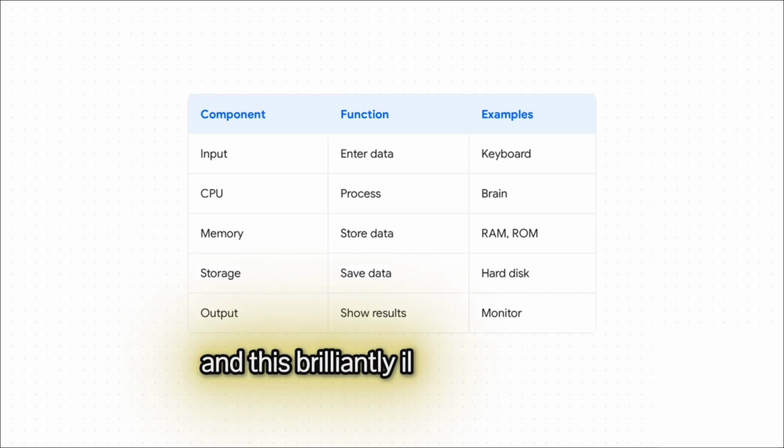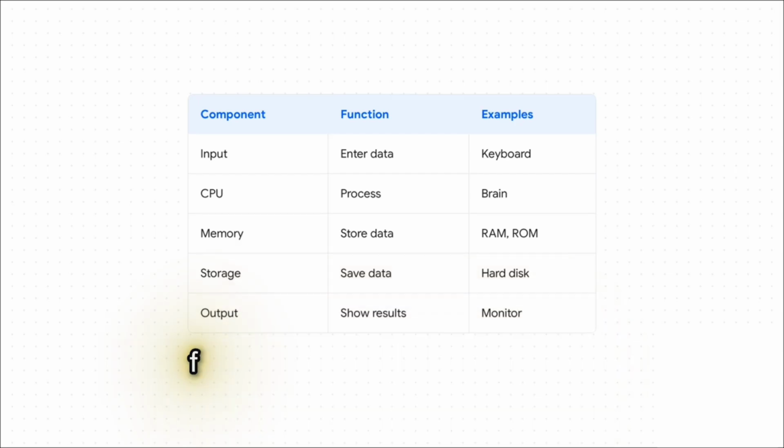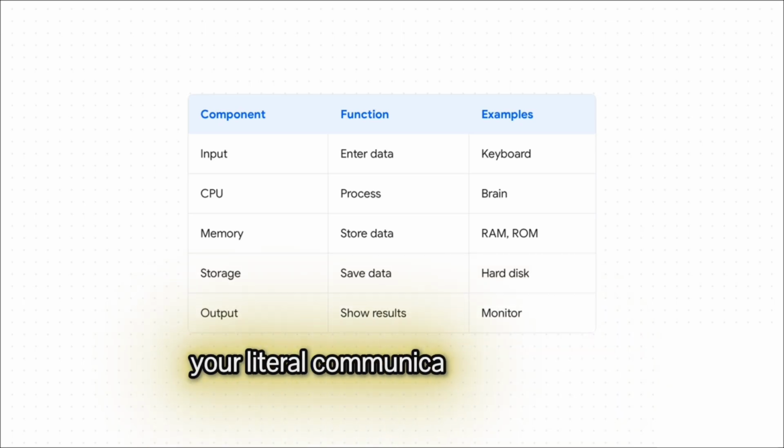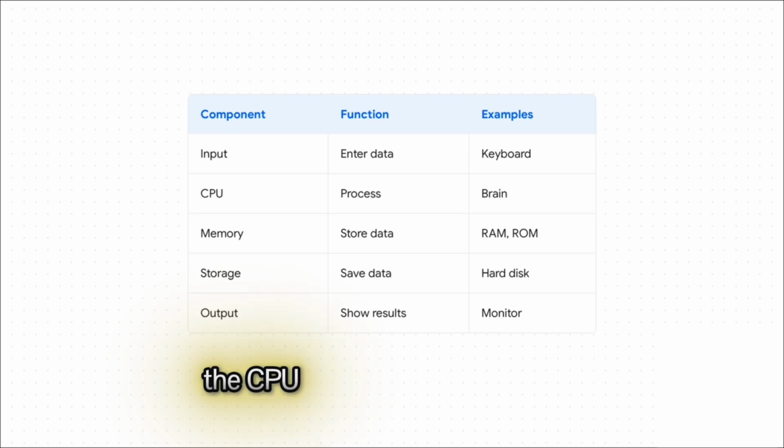And this brilliantly illustrates the real-world hardware examples for each of those steps. Your input unit is your keyboard or mouse, your literal communication bridge to the machine. The CPU processes all that data. It's the true operational center.